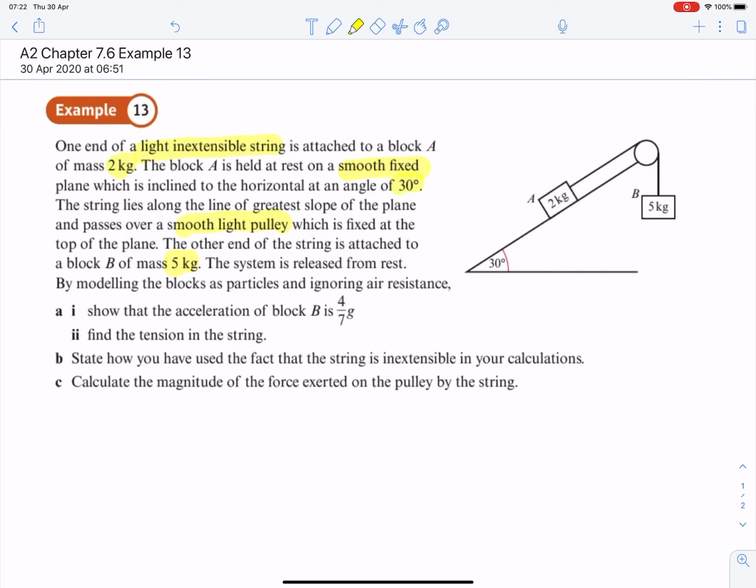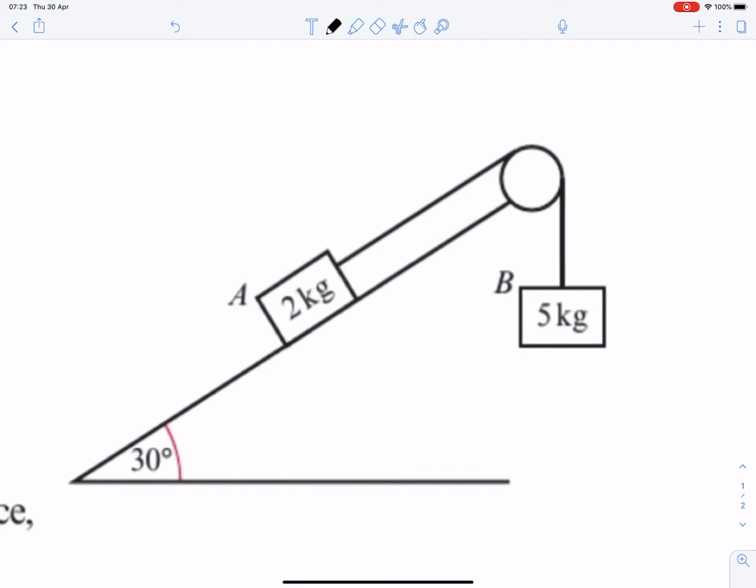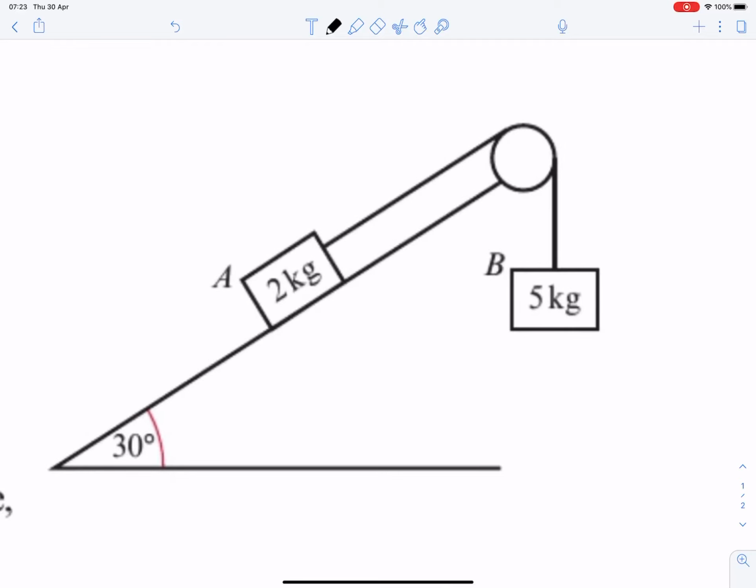The other end of the string is attached to a block B of mass 5 kilograms, released from rest. By modelling the particles and ignoring it, show that the acceleration is, find the tension in the string, state how you have used the fact that the string is inextensible in your calculations, which we've already answered 2 or 3 times in the conversation. Calculate the magnitude of the force exerted on the pulley by the string. So that's the extra little bit at the end.